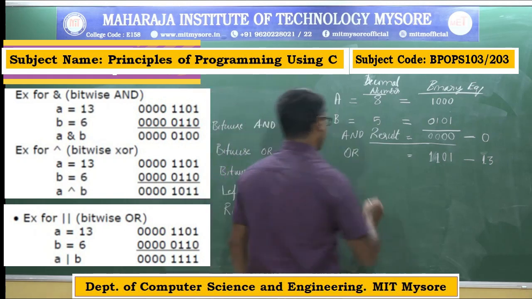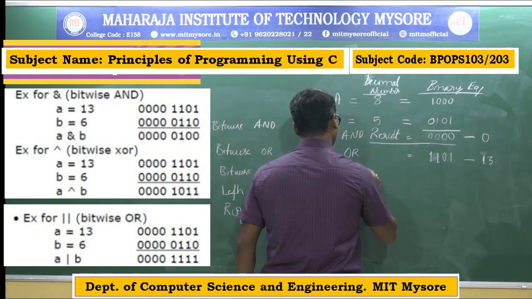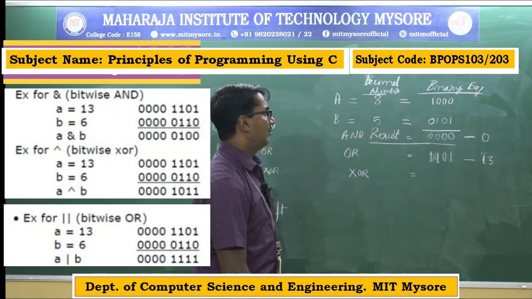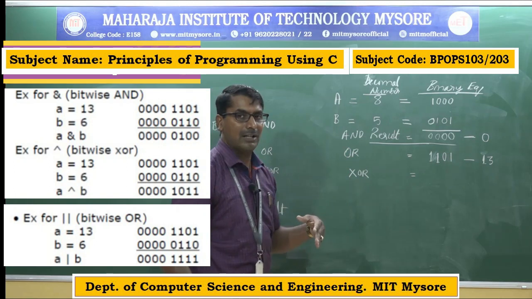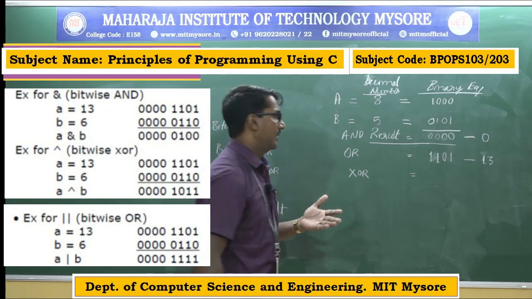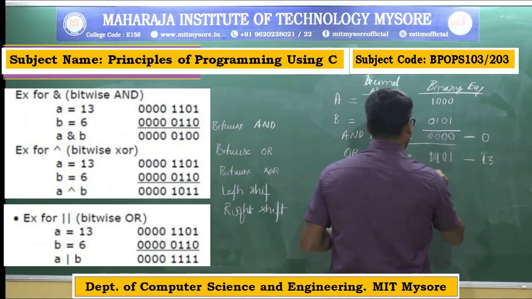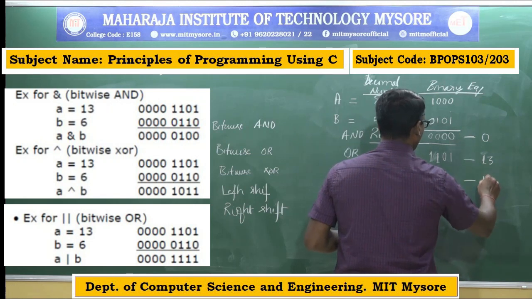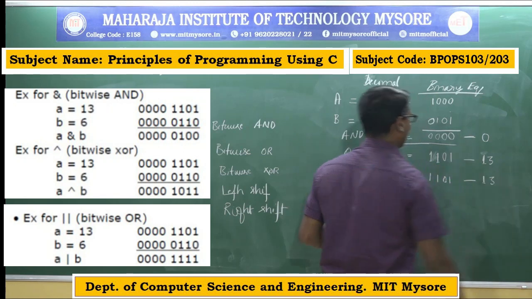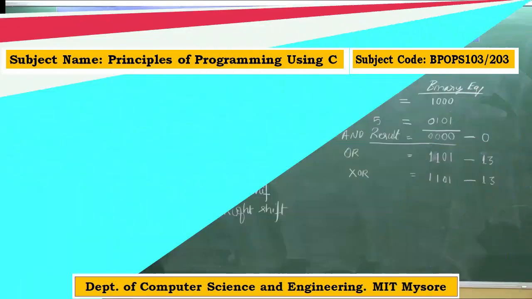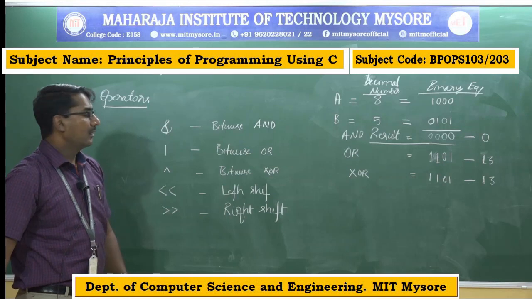In the XOR operation, if any one of the values is true, the output is true. If both inputs are true, the output is 0. So here the bitwise XOR operation gives 1 1 0 1, so here also the output is 13. Okay, these are the bitwise OR operation, bitwise AND operation and bitwise XOR operation.